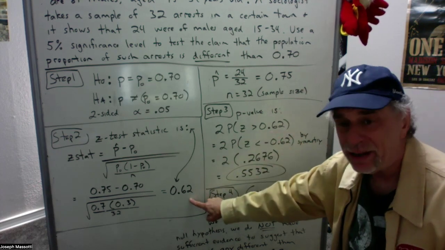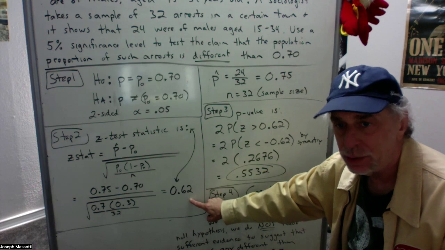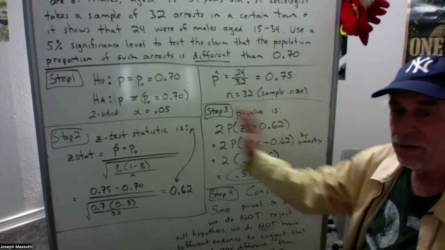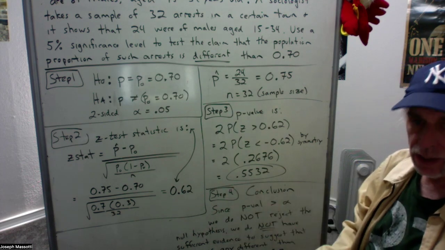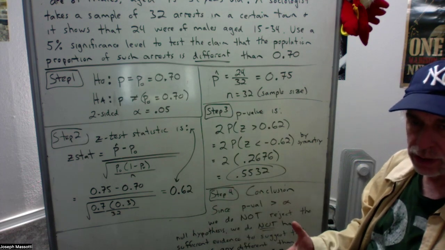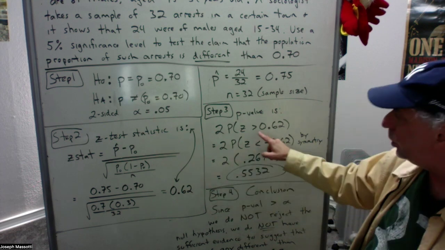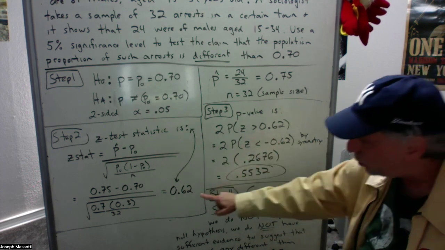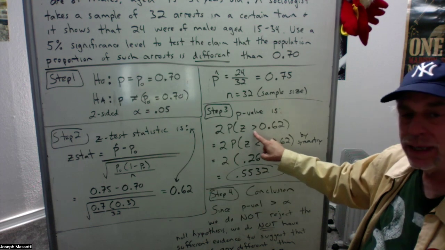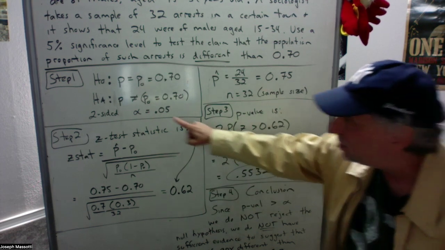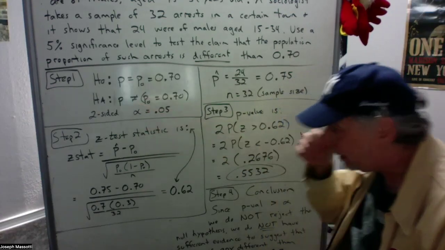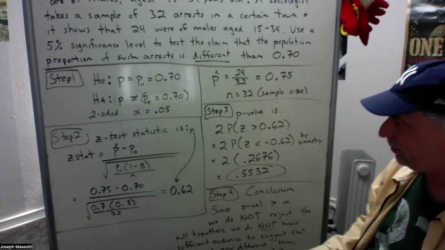If this was negative 0.62, then we would be looking for z's further to the left of that negative number. So more extreme is what we're looking for. If it's positive, we're looking to the right. If this was negative, then we would be looking to the left. Either way, we're doubling that probability because it's a two-sided alternative, and we're looking at both ends of the curve.